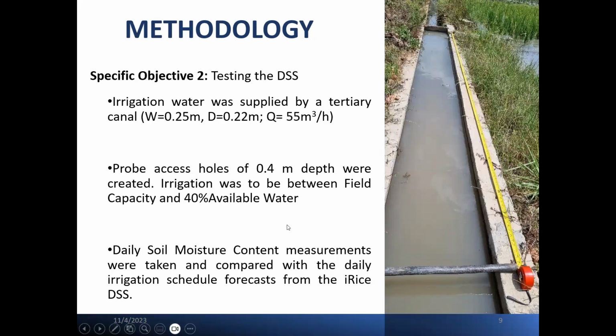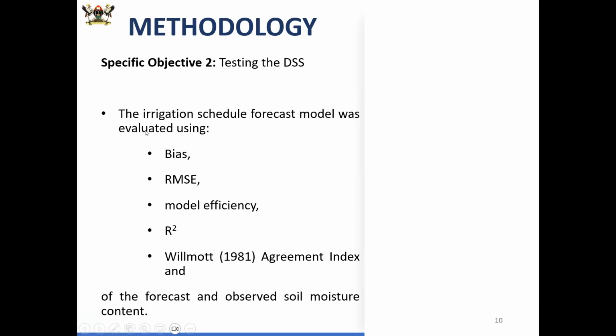Then the soil moisture content measurements were taken and compared with what was forecast by the tool. And all this was again checked with model evaluation methods using bias, root mean square error, model efficiency, coefficient of determination, and Willmott agreement index.